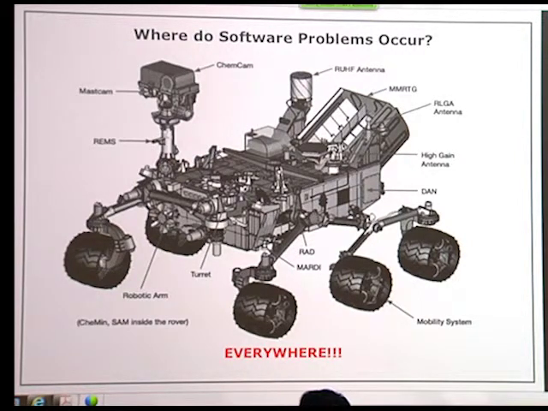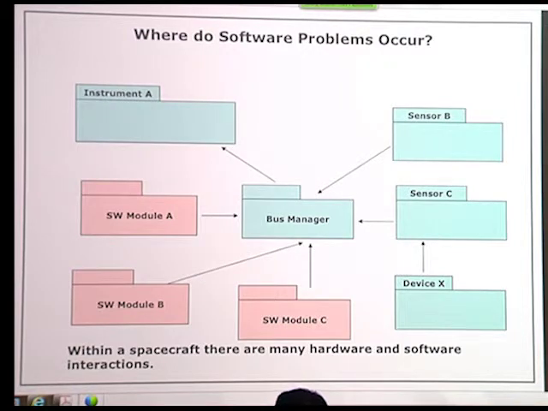But my experience was that there were software problem reports tied to pretty much everything, and this number grew over time. If you look at it at a global level, within a spacecraft, there are lots of hardware and software interactions. You have instrument software modules, and everything is talking to one thing or another.